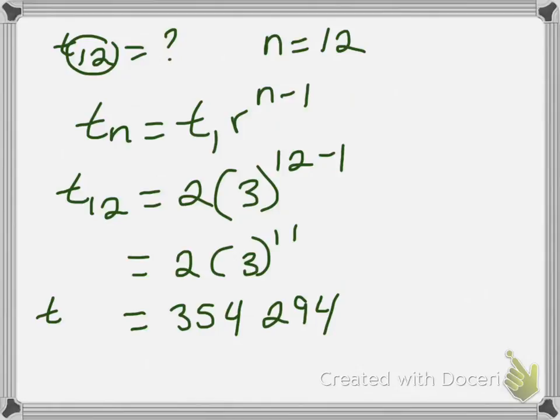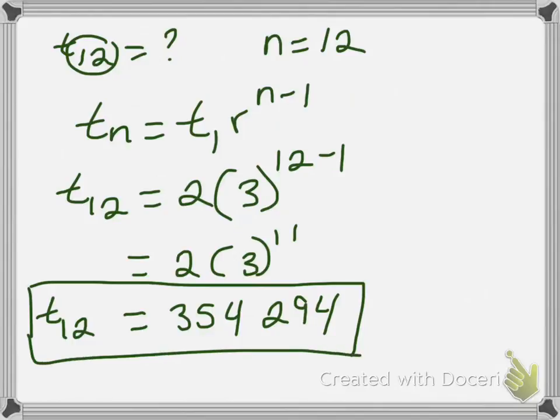Alright, so our t sub 12 is a very large number, hence why it's really good if we are able to find the equation for our general term.